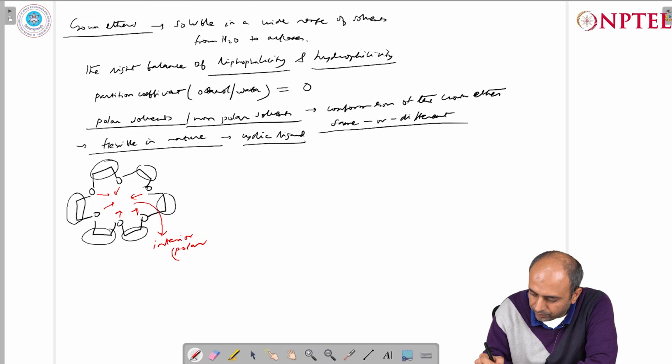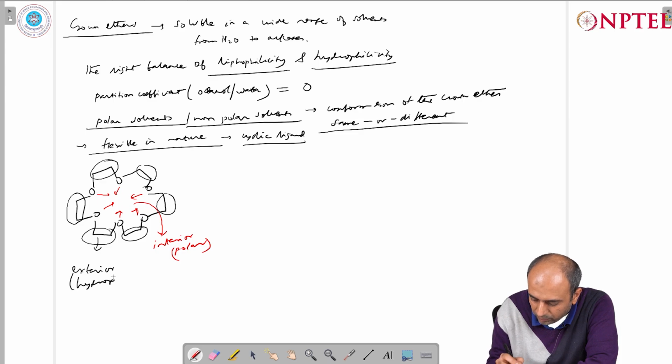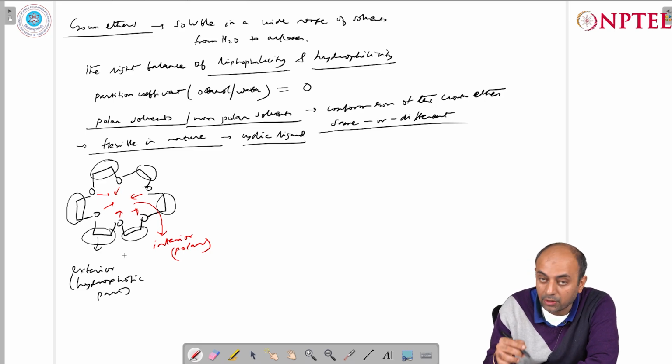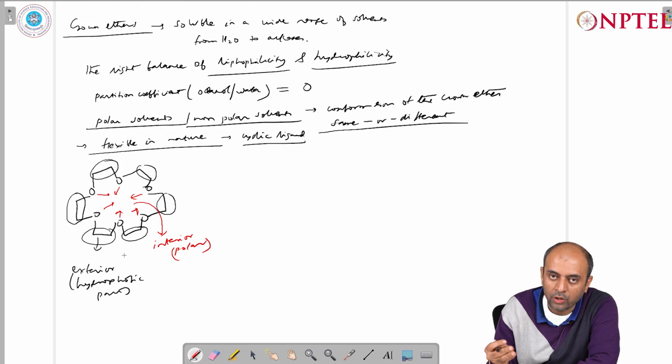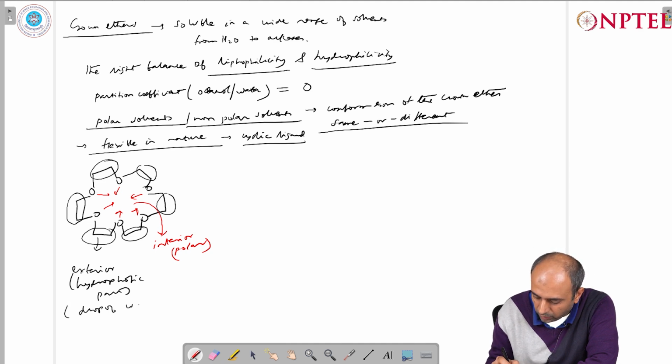So this is the interior, which is polar, and the exterior is the hydrophobic part, or you can also say the lipophilic part, which is the exterior. So if you were to actually dissolve this compound, for example in non-polar solvent, like oil or some hydrocarbon, then this is the conformation in which the 18-crown-6 will exist. And this is something similar to a drop of water in oil.